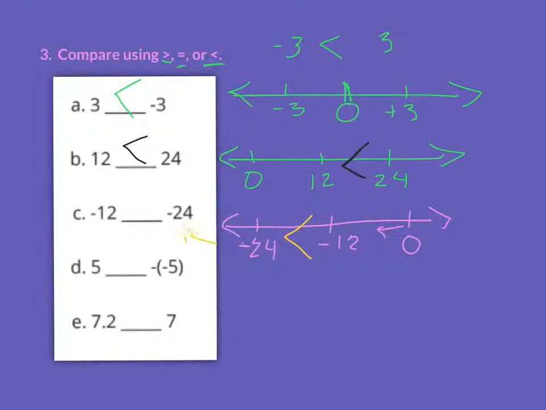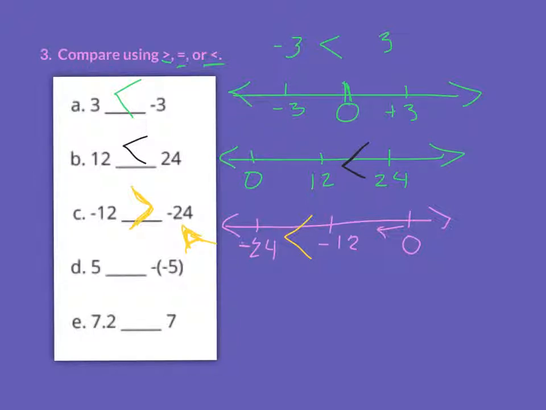However, I can't just put it in there like I did the others because you notice that the negative 24 is to the right. So I still want to point at it. So this tells me that negative 12 is greater than negative 24, which is also indicated on my number line.